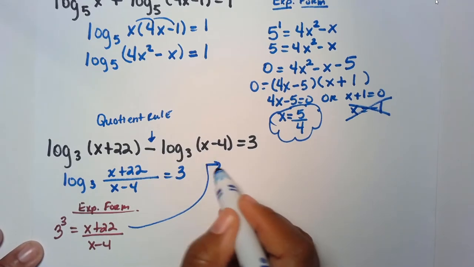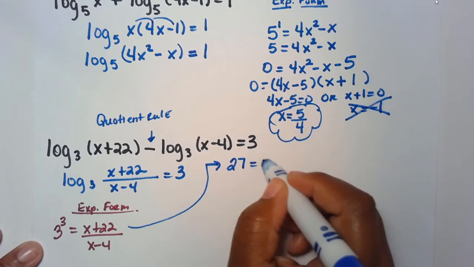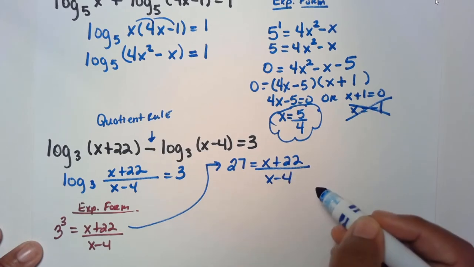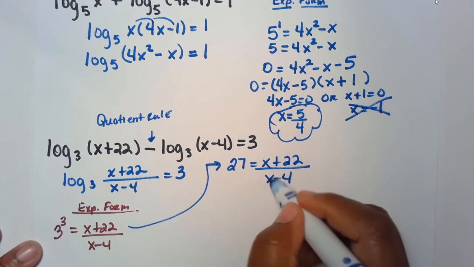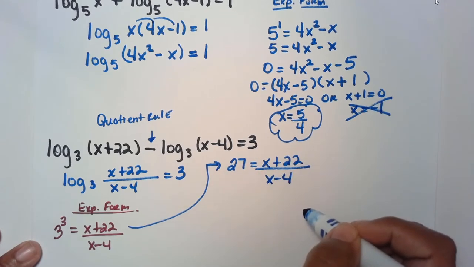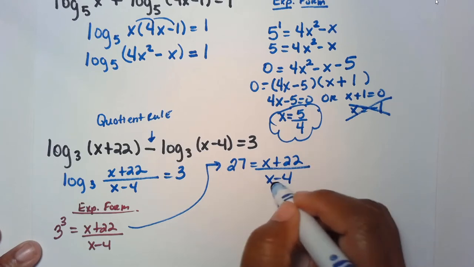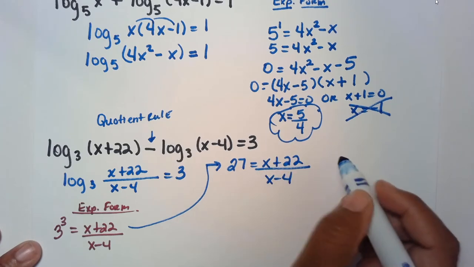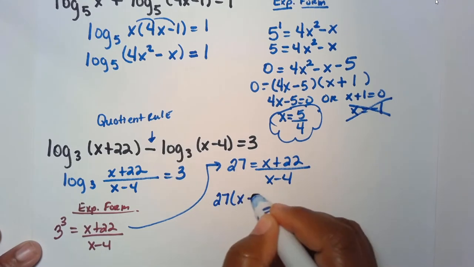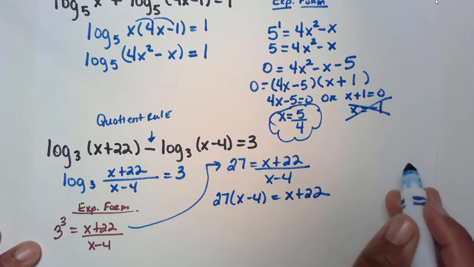And then let's solve it. We have 3 cubed, which is 27, equals (x plus 22) over (x minus 4). Now, to get rid of this x minus 4, we have to multiply x minus 4 on both sides. I'm not going to show that. Understand, I want to get rid of this denominator, so multiply x minus 4 on both sides. So what you're going to have here is 27 times (x minus 4) is equal to x plus 22. And we solve for x.